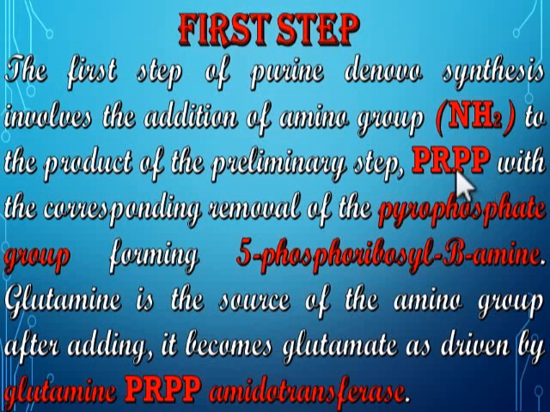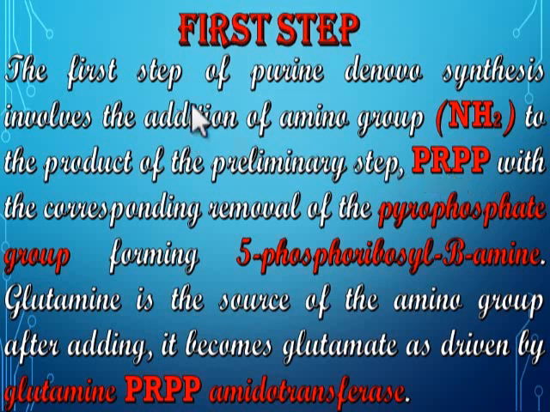I told you that in purine de novo synthesis, we use ribose 5-phosphate that is obtained from the hexose monophosphate shunt. So it is upon ribose 5-phosphate that we now build the purine base. Good. So in the reaction, we use ATP. We pull out 2 phosphate groups from ATP and attach them to ribose 5-phosphate, and that leads to the formation of this phosphoribosyl pyrophosphate, which is the product of the preliminary step. It is now the substrate of the first step.